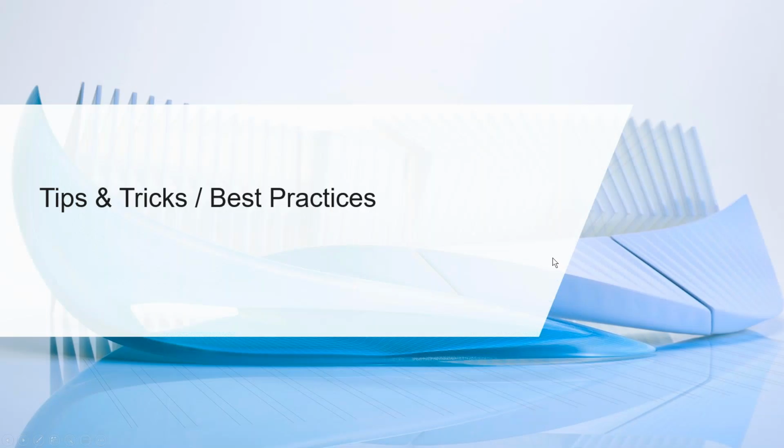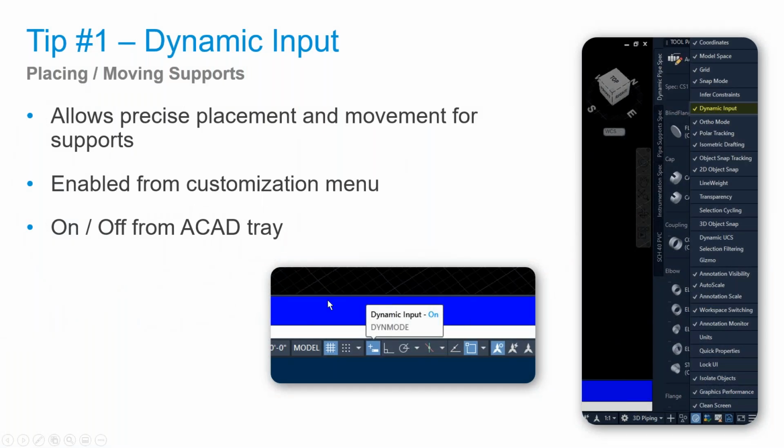So just kind of looking at some of the best practices here. Looking at dynamic input. This is something that you can turn on and works really well with pipe supports. It's an AutoCAD function. You turn it on from the customization menu or enable it so that you can see it. And then down in the AutoCAD tray, you'll see at the bottom that you can turn this on and off.